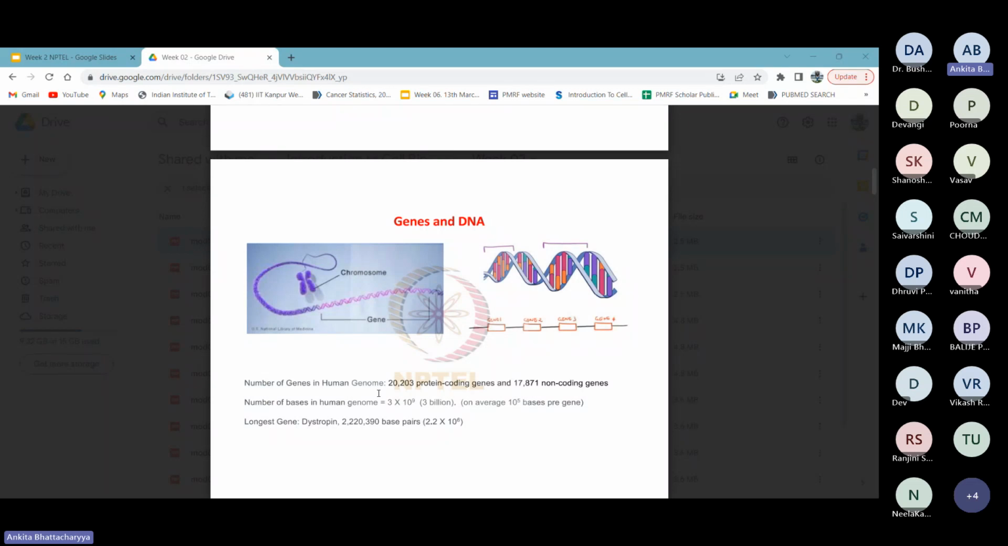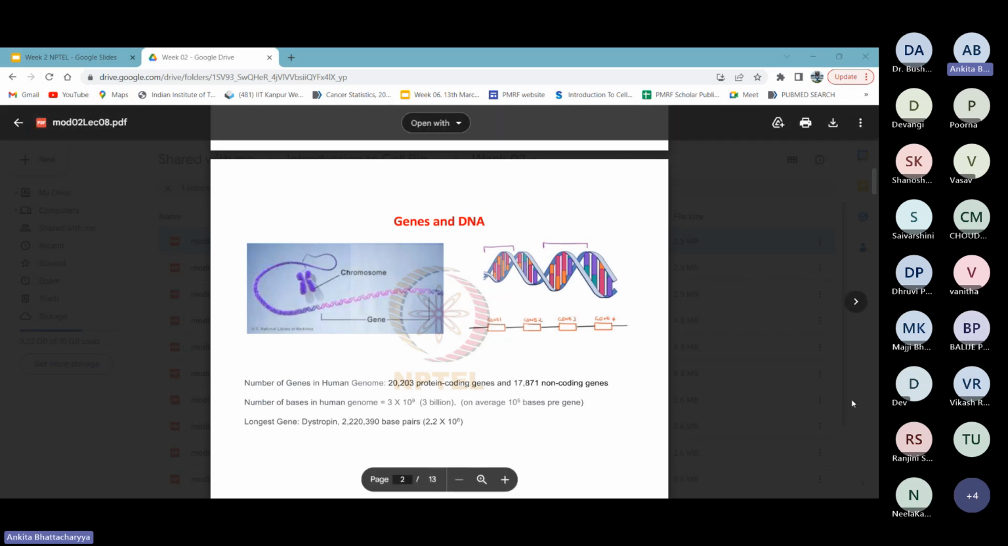And these non-coding genes have a different set of functions. They are responsible for regulating the function of the protein coding genes, and they have multiple other controlling functions within the cell. While they do not directly form protein, they control a lot of different downstream functions within the cell.